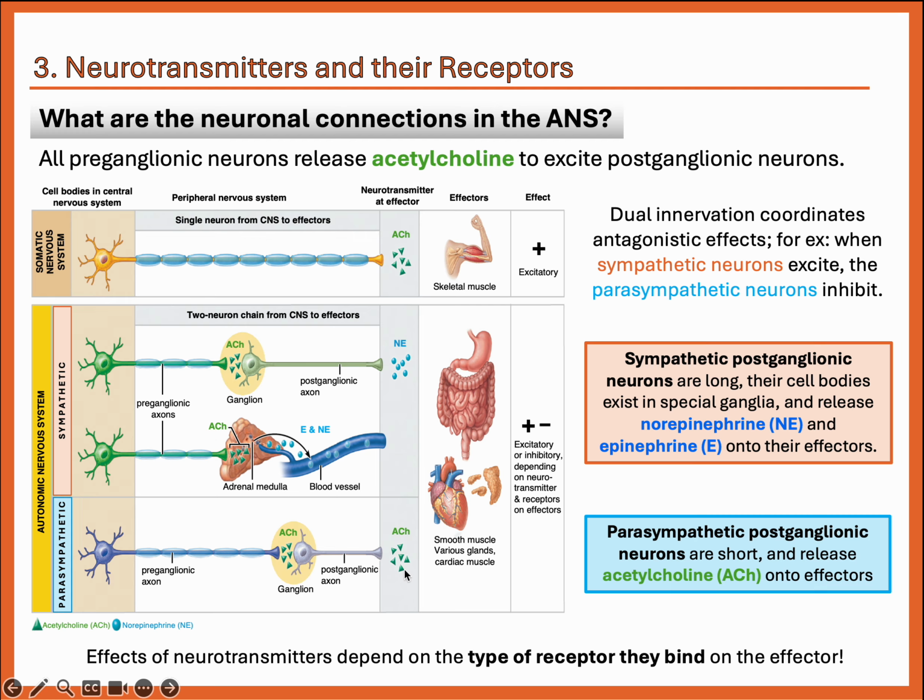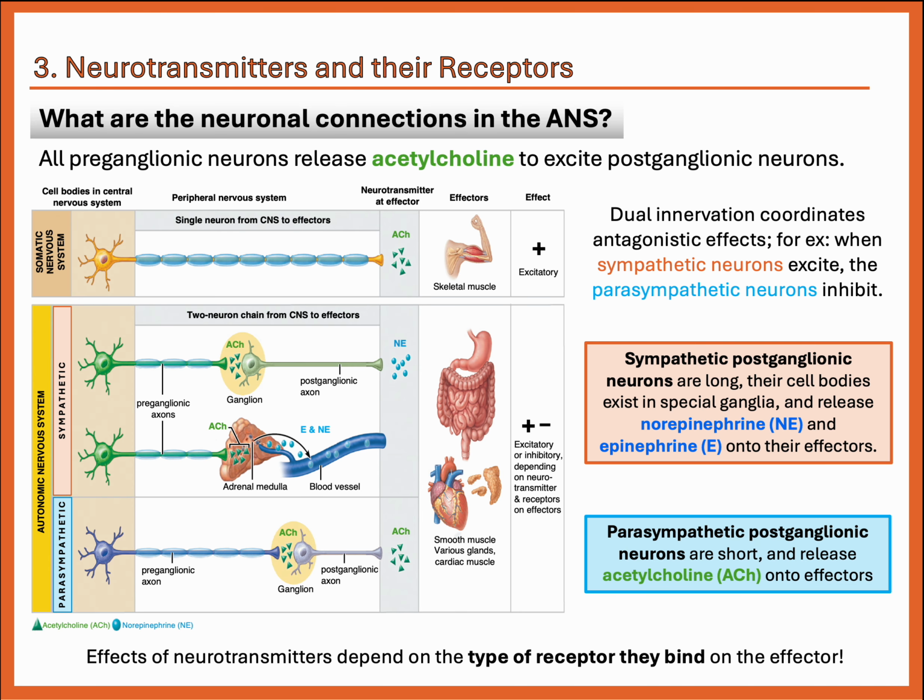So that's the main key takeaway. We stimulate the sympathetic, we're going to release epinephrine and norepinephrine. We stimulate the parasympathetic system, we release acetylcholine, okay? Now, you're going to tell me, how is it that this norepinephrine and epinephrine could go and stimulate the heart, but then relax the stomach, right? How is it that it could do both? It's the same neurotransmitter. The effects of the neurotransmitter depend on the type of receptor they bind to.